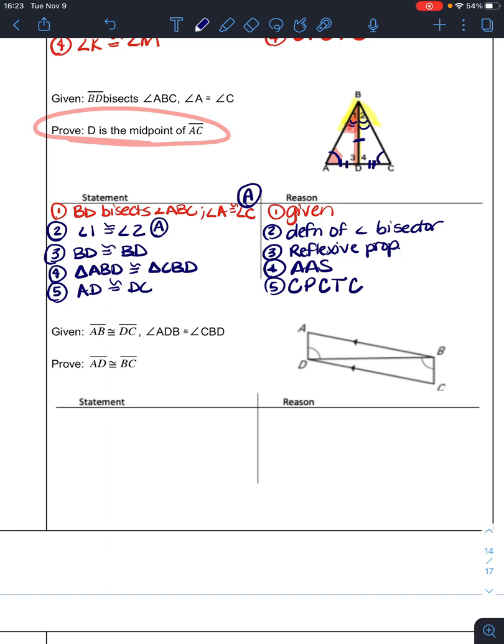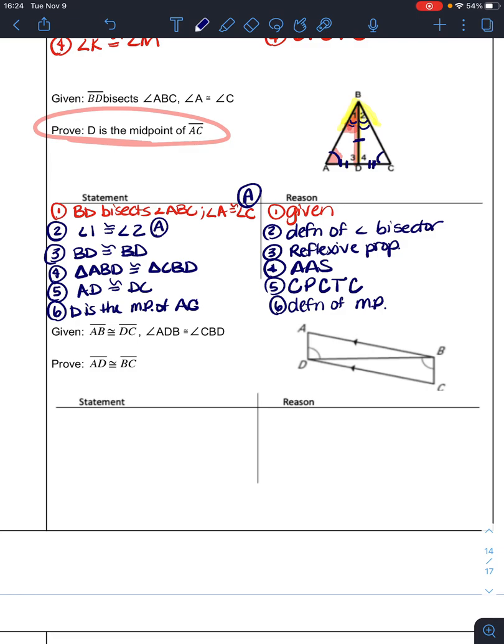Now that's not all I wanted to say. What I wanted to prove is that D is the midpoint. Well, if AD is congruent to DC, that means that D is in the middle. So D is the midpoint of AC. Okay, D is the midpoint of AC because that's the definition of midpoint. MP, I'm just shortening midpoint.